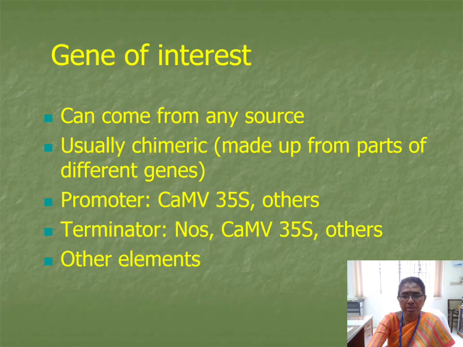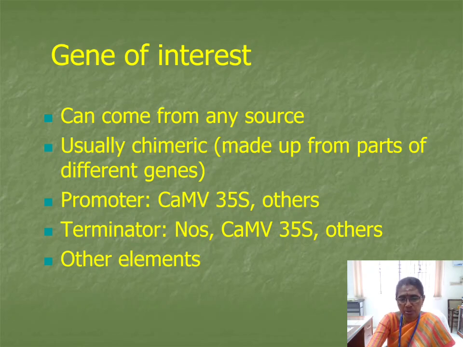So coming to the gene of interest, that can come from any source. It is usually chimeric, made from the parts of different genes. These chimeric genes may code for different characters or different traits. They may code for insect resistance, disease resistance, or quality improvement.